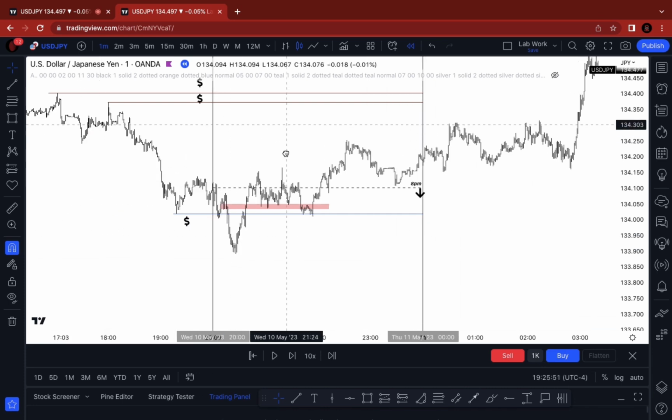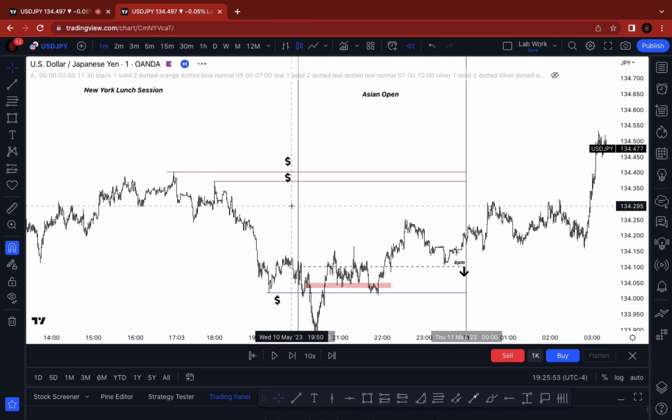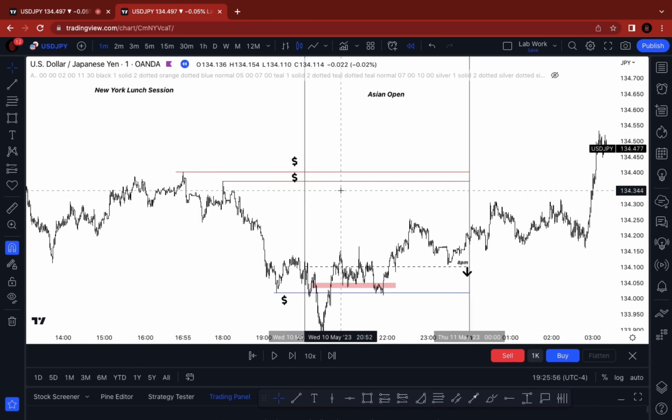Grand total. So hopefully this was insightful. This is once again another Asian session model, very simplistic trade idea.